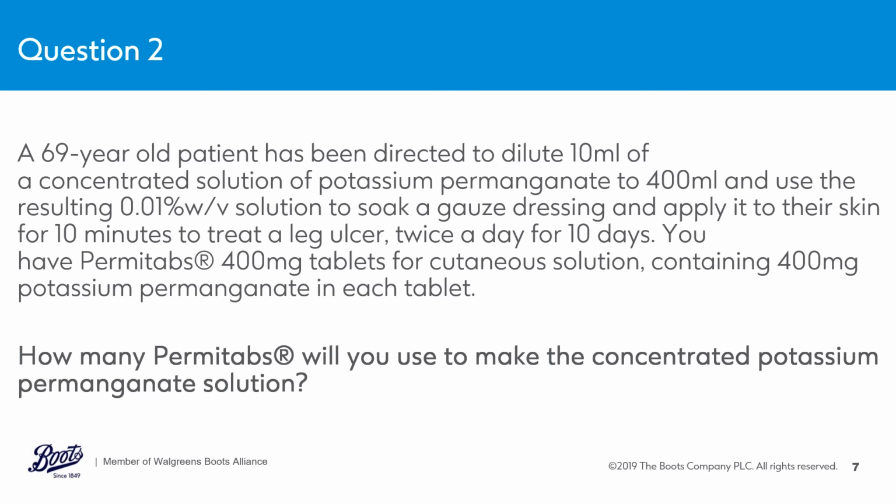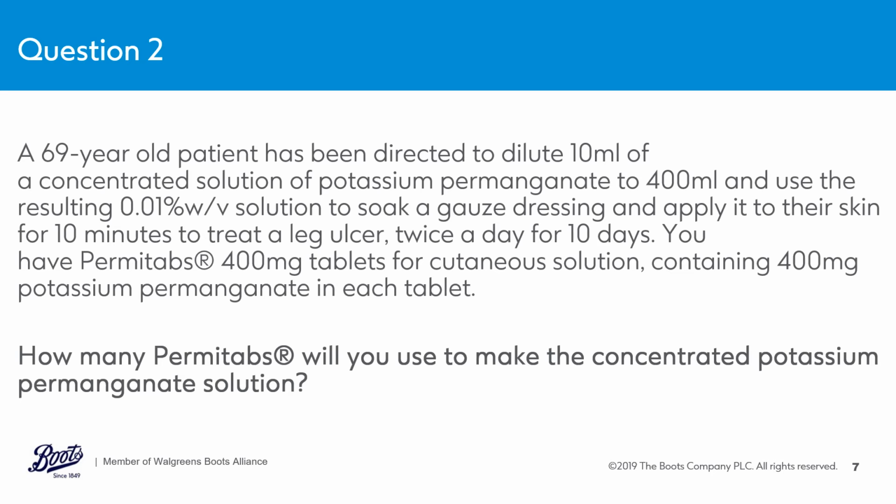Let's work through another question. So I'm going to start off by reading the scenario. A 69-year-old patient has been directed to dilute 10 ml of a concentrated solution of potassium permanganate to 400 ml and use the resulting 0.01% weight per volume solution to soak a gauze dressing and apply it to the skin for 10 minutes to treat a leg ulcer, twice a day for 10 days.